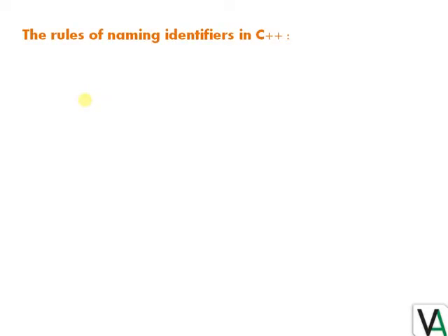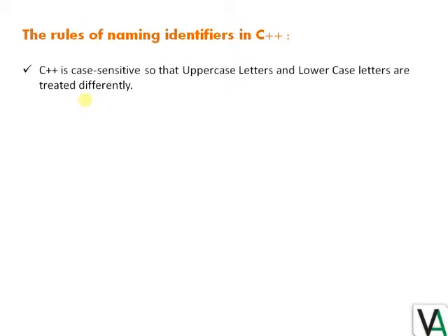While naming the identifiers in the C++ language, we must follow some rules according to the compiler, and the rules are: C++ is a case sensitive language, so uppercase letters and lowercase letters are treated differently, and I have provided you an example for that. int rollnumber, rollNumber, Rollnumber, and ROLLNUMBER.